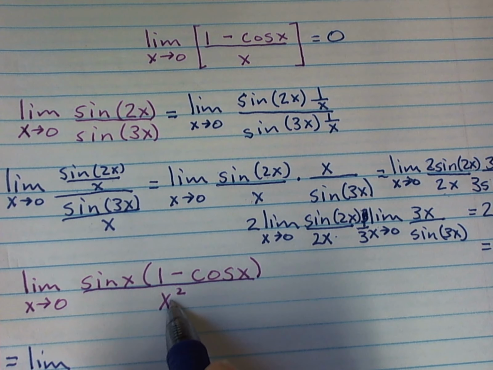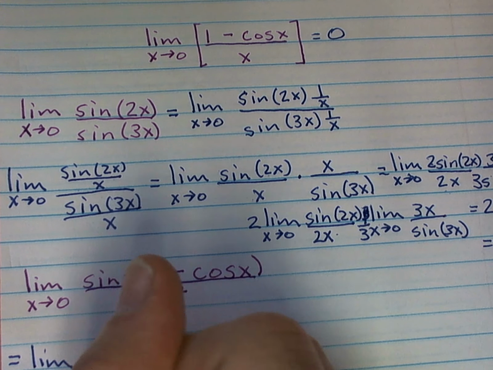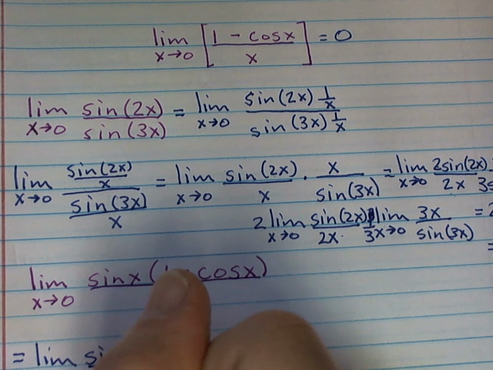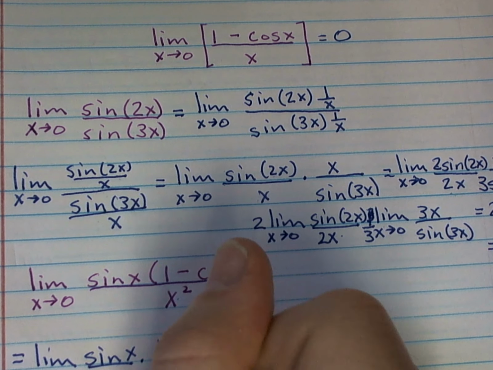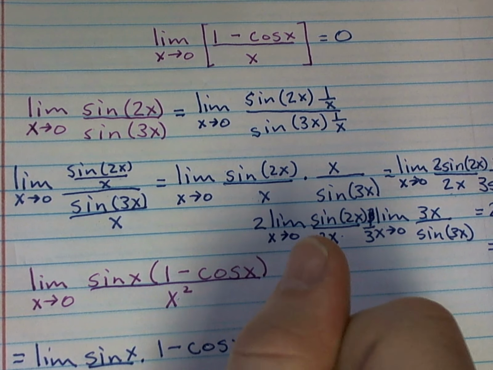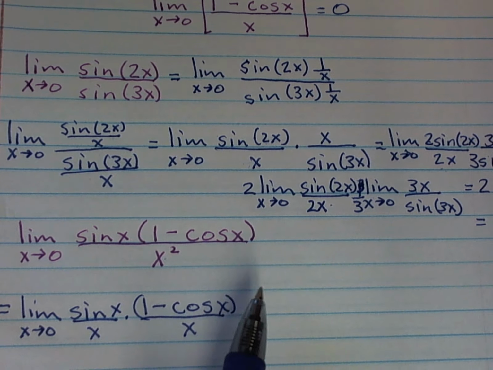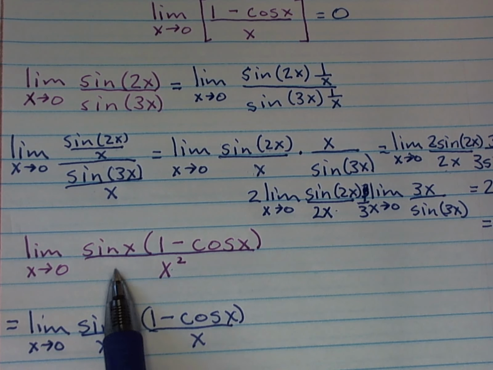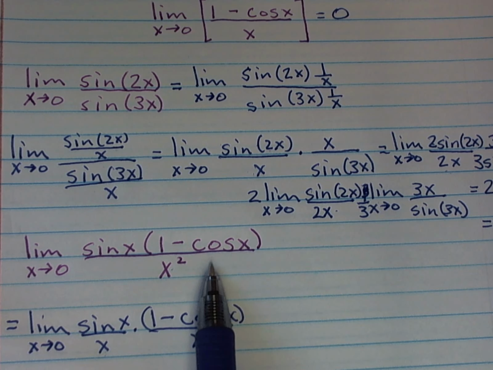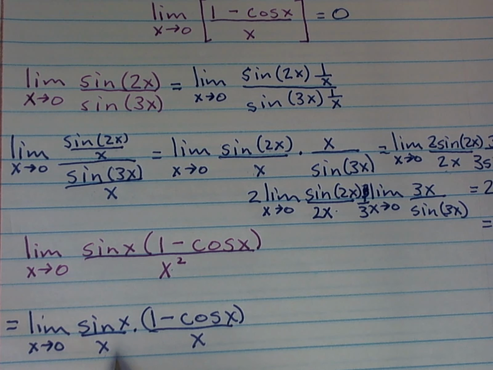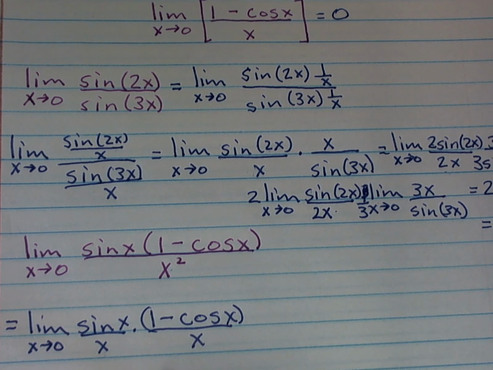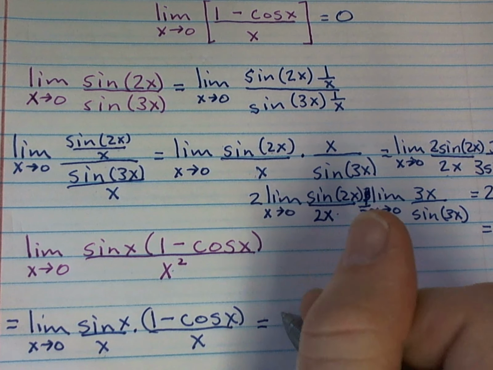So look, I've got x squared down here. Why don't I do this? Why don't I write this as sine x over x times 1 minus cosine x over x. See, I kind of split it up there. I put the sine x over this x, and then 1 minus cosine x over another x, and if you multiply those together, you get x squared.